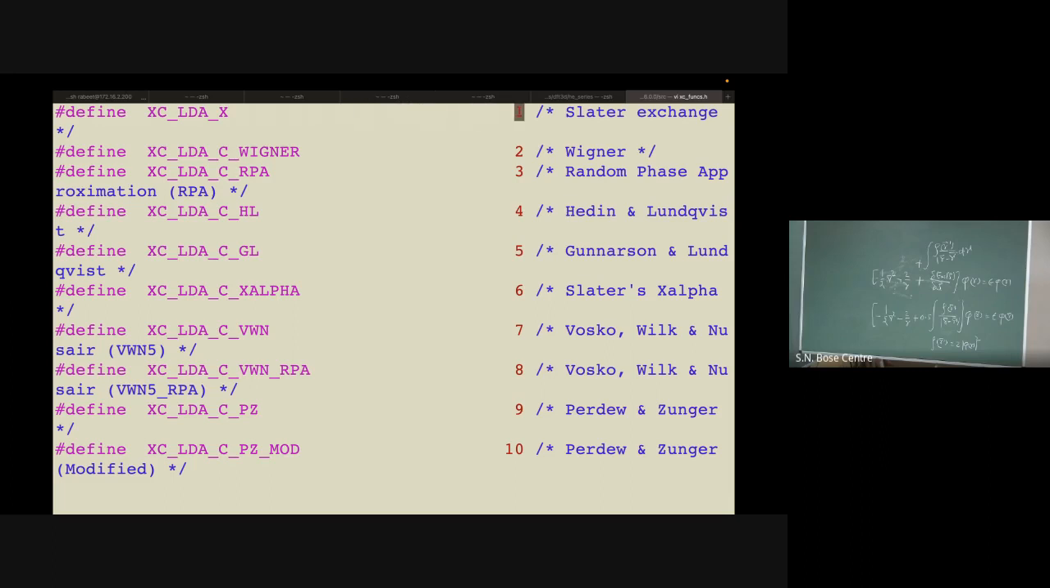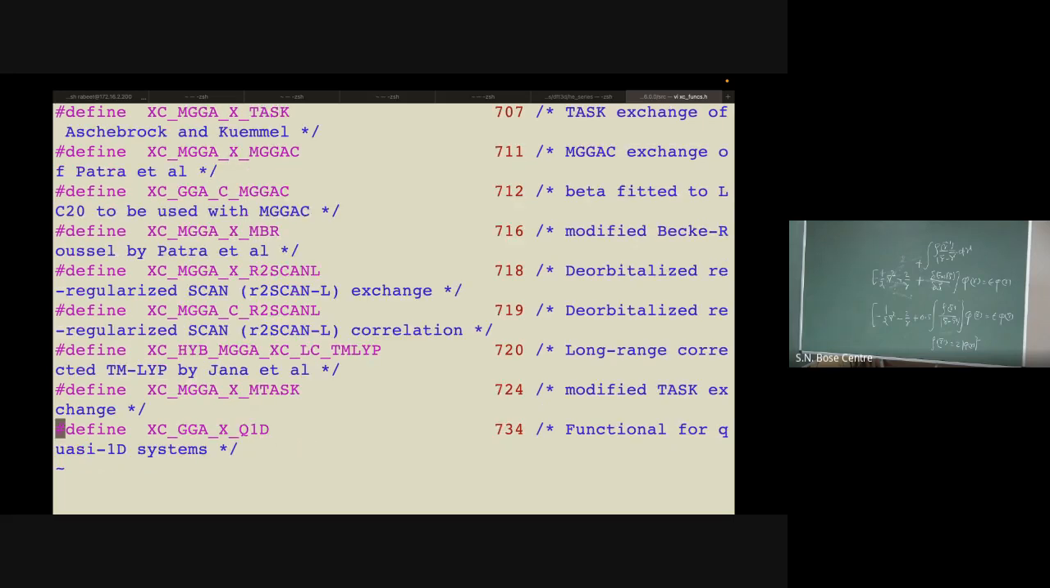Let's say if you want to use Slater exchange, you just change 101 to 1 and you will get the Slater exchange potential. So you have an ID for all the functionals. I'll show you how many functionals are available. Okay, let's go to the final point. 734 functionals are available in libxc.